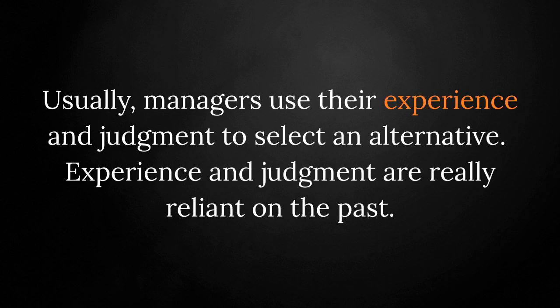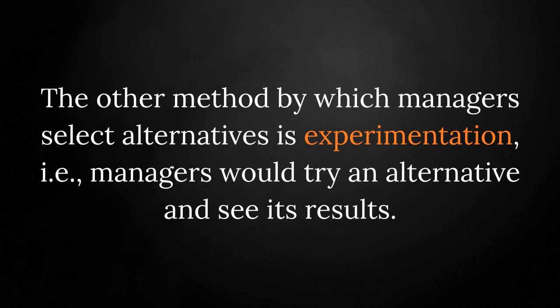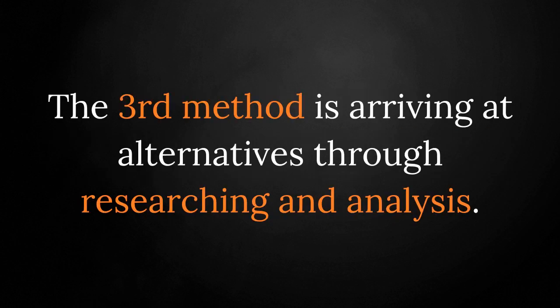Usually, managers use their experience and judgment to select an alternative. Experience and judgment are really reliant on the past. The other method by which managers select alternatives is experimentation, i.e., managers would try an alternative and see its results. The third method is arriving at alternatives through research and analysis.